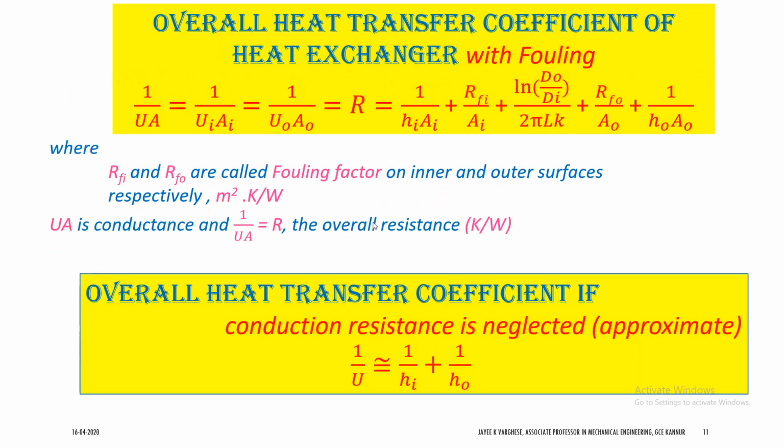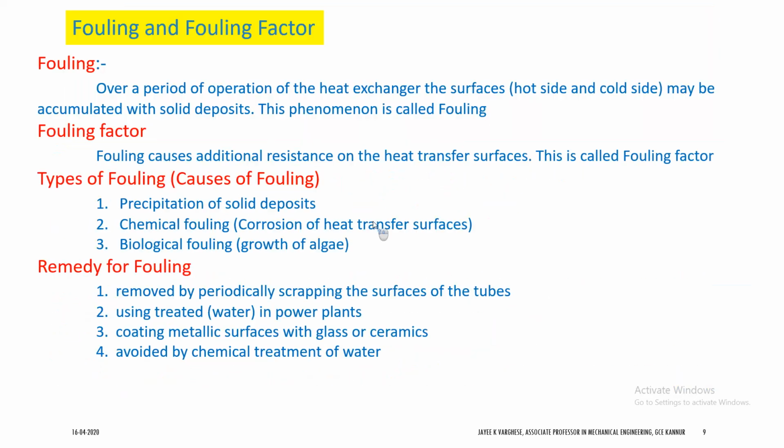Then we saw fouling. Fouling is a phenomenon caused by the depositing of solid particles on the surfaces, which can be caused by simple depositing or precipitation, chemical reactions or corrosion, and biological fouling. They can be removed mechanically by scraping, or by treating the water, or we can provide a metallic coating.